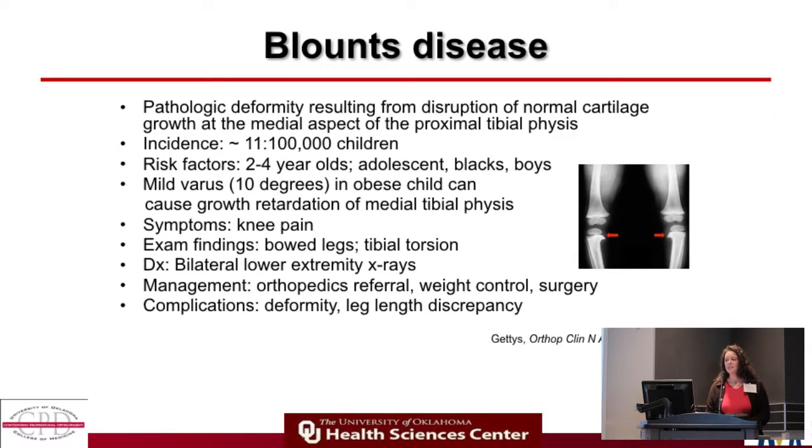So Blount's disease is a deformity resulting from disruption of normal cartilage growth basically at the knee, at the proximal tibial physis. It also is about 1 in 10,000 children. I feel like I see this pretty frequently. So kids are usually referred to us after it. It happens in 2 to 4 year old children. I say frequently. I may see like 1 a month or 1 every couple of months. But it definitely is something.